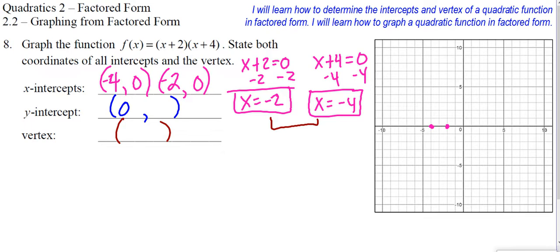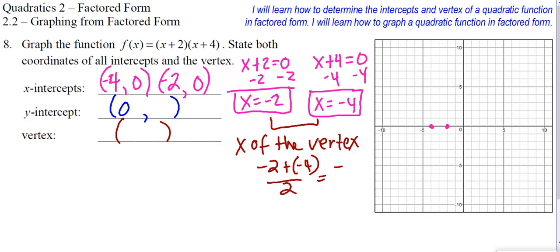Then all you can do for the x of the vertex, remember that you can just add them and divide by 2, although you don't really need to here, because you can really tell that the number between negative 2 and negative 4 is negative 3. But for the sake of showing the solution and remembering how to do it, I'm going to add negative 2 and negative 4, so that we will remember that that's what we did. Okay, so we get negative 3 if we add that and divide by 2. Therefore, I know that the x of the vertex is negative 3.